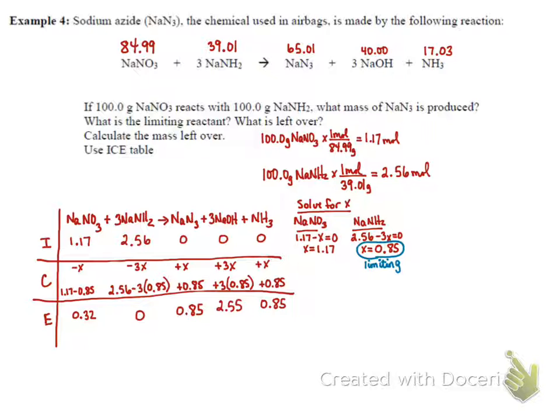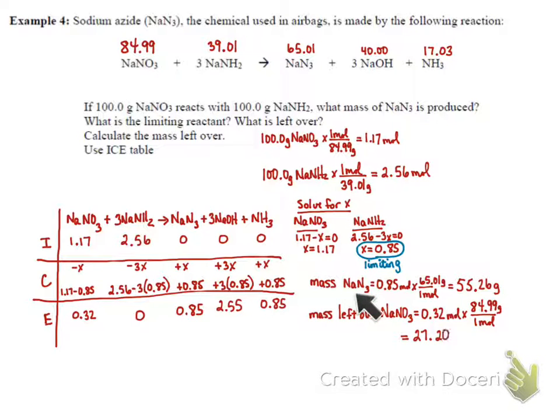Go back and read the question. It says, what mass of NaN3 is produced? And I think I calculated the wrong one here. Nope. It's fine. So we look at sodium N3, and it's 0.85 moles, which comes from this number right here. Convert it back to grams, multiply by 65.01, 55 grams of NaN3 produced.